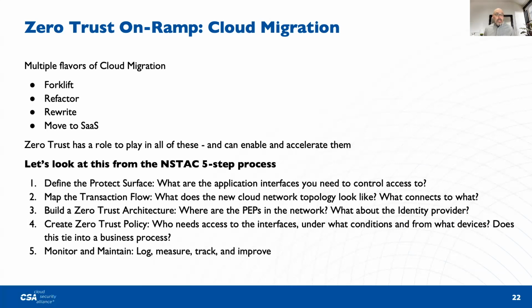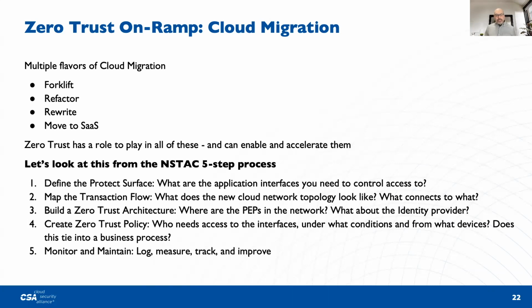Fourth step is creating the Zero Trust policy. Given all that, okay, fine. How do we now determine who needs access to that particular application interface or data? And under what conditions and from what types of devices? How do we build a policy that can help us validate that? What types of identity management attributes, such as group memberships, can and should we use? What type of device posture checks can we use to validate? Can and should this access be tied into a business process, or do people need access all day, every day? These are all great questions for us to think about as we look at this cloud migration on-ramp.